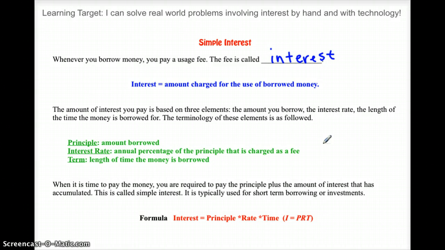Now, there are three things that play a part in how much interest we pay: the amount we borrow, the interest rate the bank charges us, and the length of time it takes us to pay back that loan. So all of these formulas that we're going to use to calculate interest and total amounts are going to talk about those three things. The amount borrowed is our principal. The percentage rate of the principal, the interest rate, is the annual percentage, usually given to us as a percent. The term is the length of time that we borrow money, so term or time.